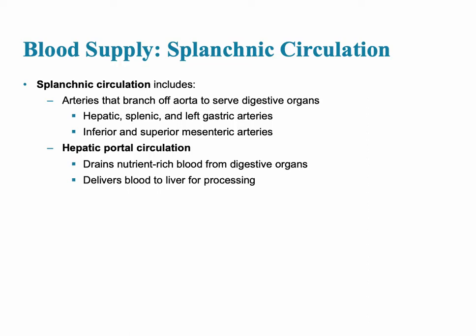The blood supply of the splanchnic circulation includes the arteries that branch off of the aorta and go to the digestive organs. Included in that are the hepatic, the splenic, and the left gastric arteries, as well as the inferior and superior mesenteric arteries. Within that is the hepatic portal circulation, which is very important. It's a specialized circulation that drains nutrient-rich blood from the digestive organs and delivers the blood to the liver for processing.